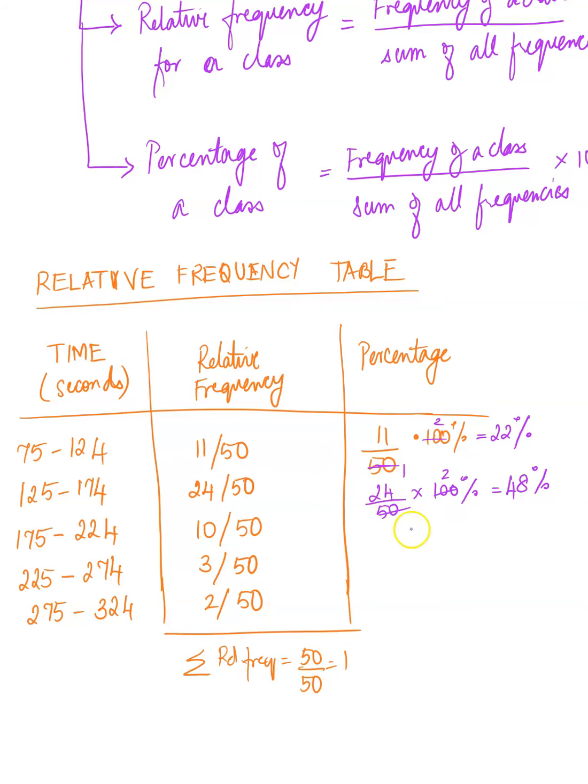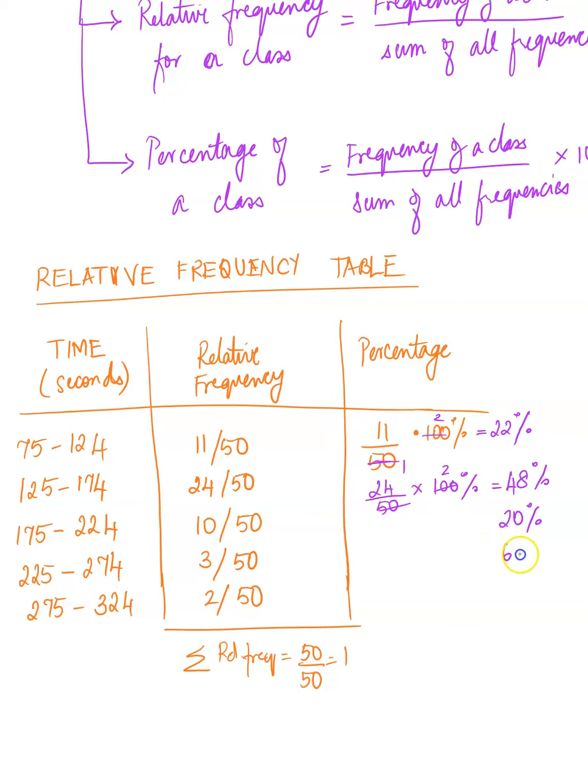So go ahead and do that for each one of them. So that will be 20%, 6%, 4%. Once again, add all of these, the summation of the percentages. So again, pause the video at this time if you feel it went too fast, and go ahead and do this.